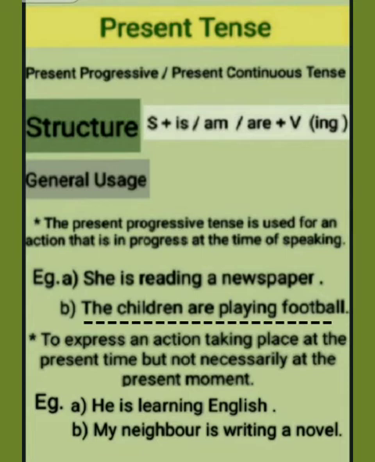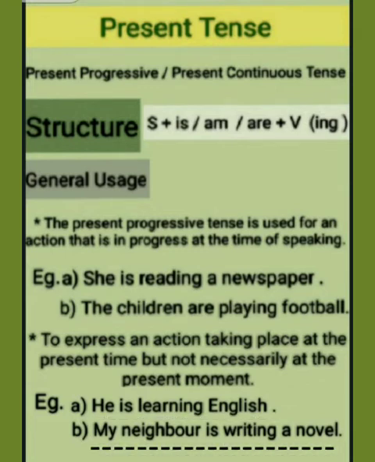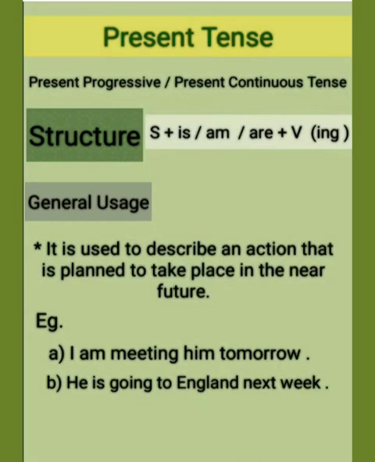It is also used to express an action taking place at the present time but not necessarily at the present moment. For example, he is learning English. Sentence number 2, my neighbor is writing a novel. And it is also used to describe an action that is planned to take place in the near future. For example, I am meeting him tomorrow. Sentence number 2, he is going to England next week.